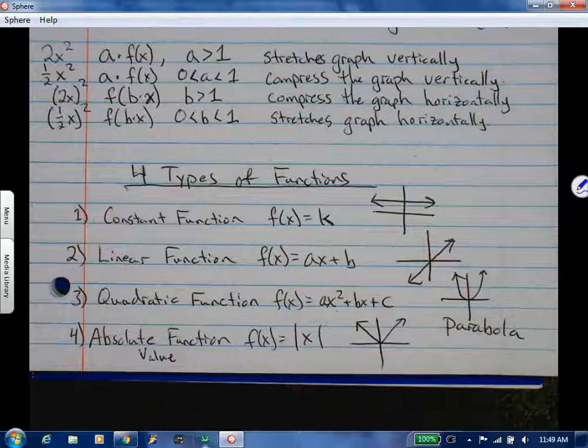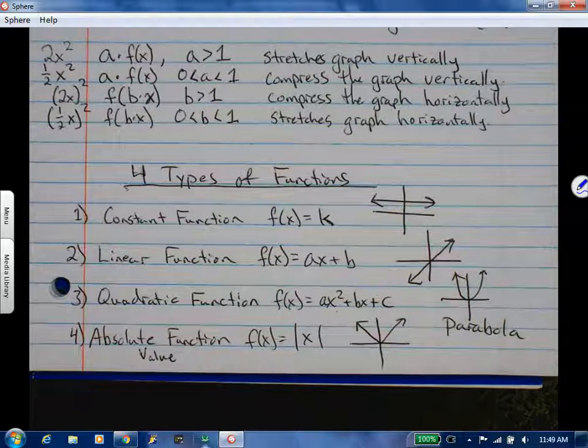So linear functions, ax plus b, that's when you have a slope-intercept form. Quadratic, that is what you worked with yesterday. Those were quadratic functions. That's when you have an x squared in there. So that's y equals ax squared plus bx plus c. The graph of that is called a parabola.